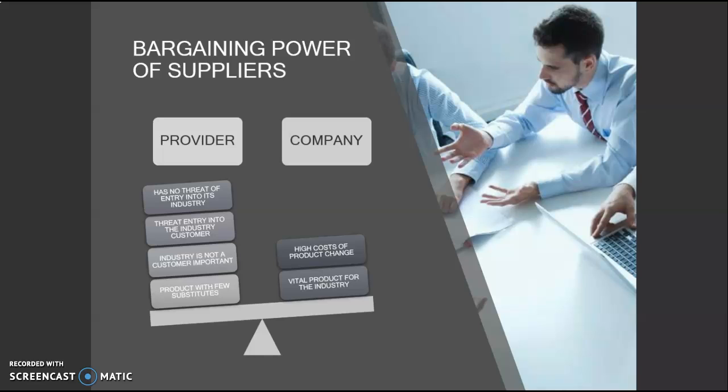Last session we talked about the first three of the five forces in Porter's model. Now we're going to talk about the last two forces and the sixth force.